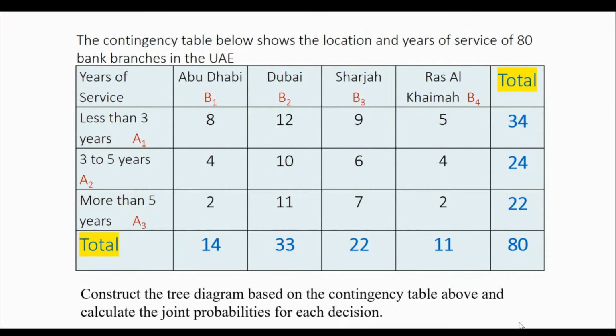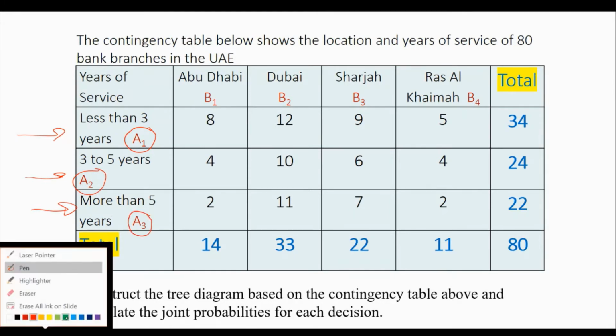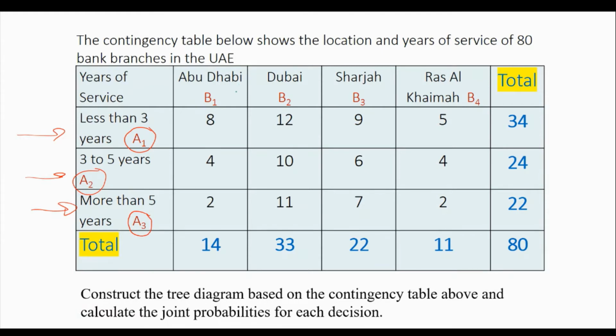So now, as we can see here, the tree diagram will be based on the years of service of a branch, whether it is less than 3 years of service, and we're calling this A1, 3 to 5 years of service, and we're calling this A2, or more than 5 years of service of a particular branch in the UAE, and we're calling this A3. Now, we'll also have the location. If the branch is located in Abu Dhabi, we're calling that event B1, Dubai, B2, Sharjah, B3, Ras Al Khaimah, B4.